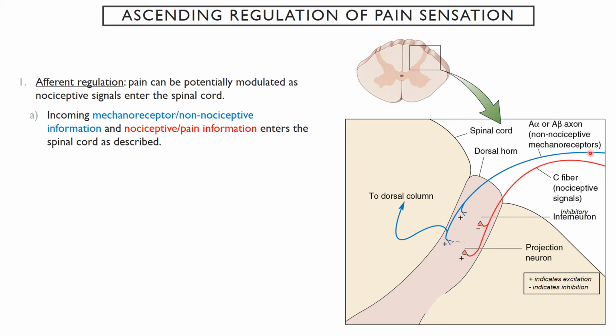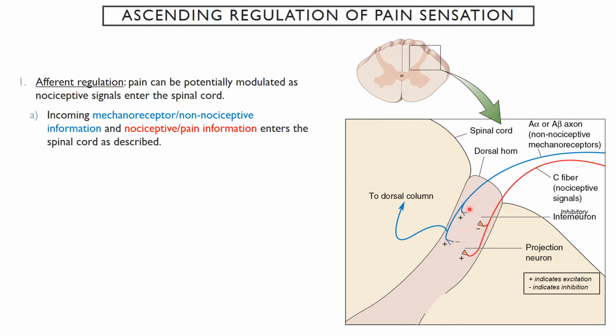The route that we've already talked about for mechanosensation is that it goes down into the spinal cord, dorsal horn, and then it goes up the ipsilateral dorsal column. The C fiber connects to neurons that are in the dorsal horn, and then those neurons decussate and then go up the spinothalamic tract. Those are the 2 pathways that we've talked about.